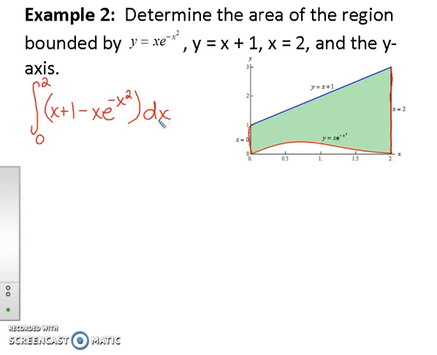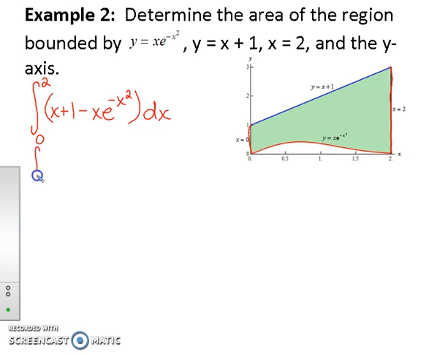So that's how I would set up my integral. Now already in looking at that, I can tell that x e to the negative x squared, if this was a problem that I was having to do by hand, which is how we're going to do it, is going to require u substitution. But the x and the plus 1 are not going to need u substitution.